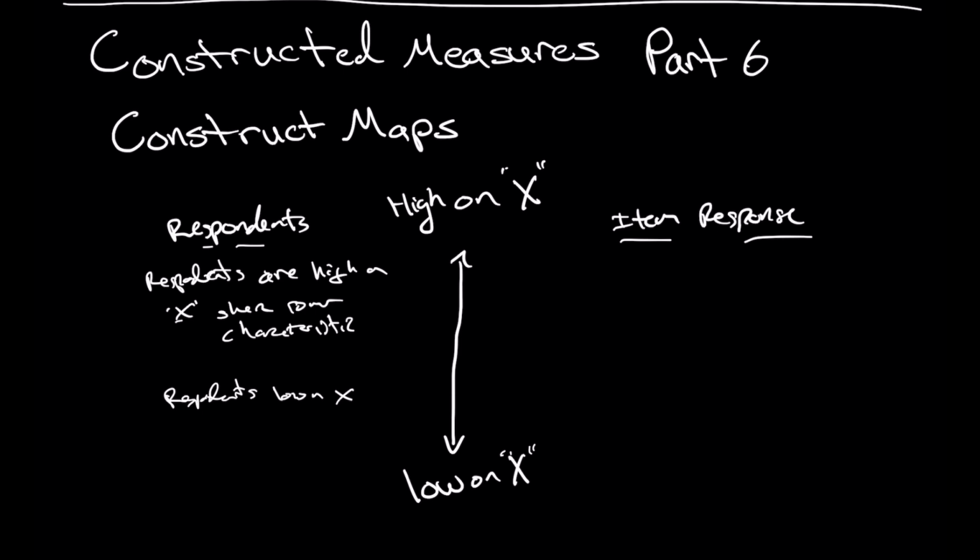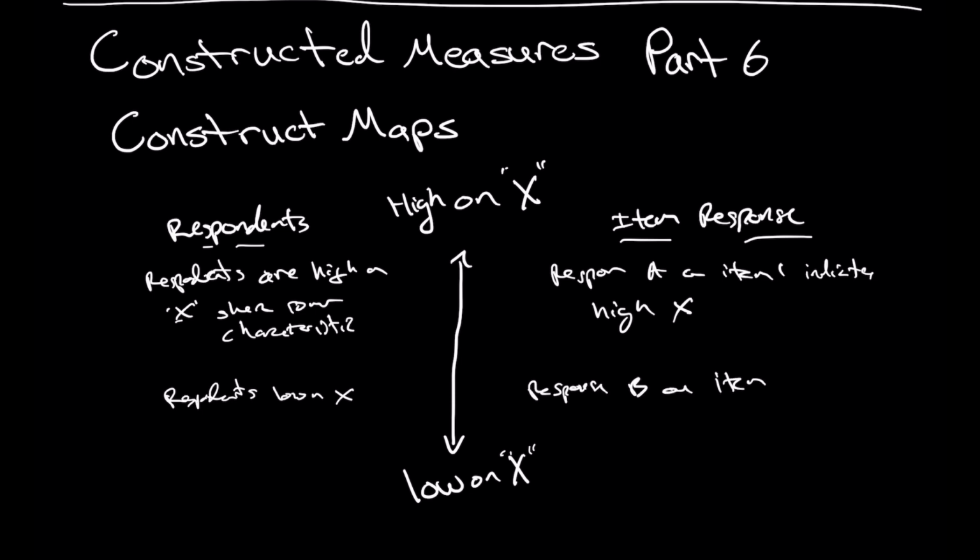The next major piece is the items. Response A on item 1 indicates high X. Response B on item 2 indicates low X. You can do the same idea as with the respondents, where you describe the construct in terms of high versus low for each item, and if you have enough information and enough granularity, for each item response.